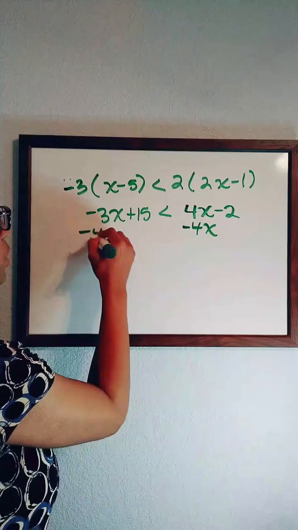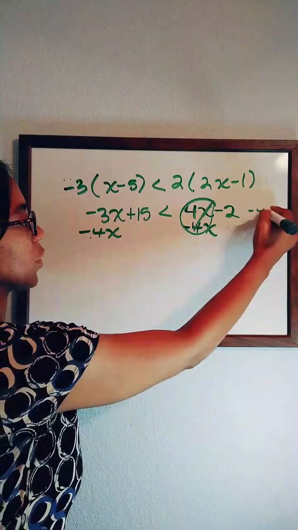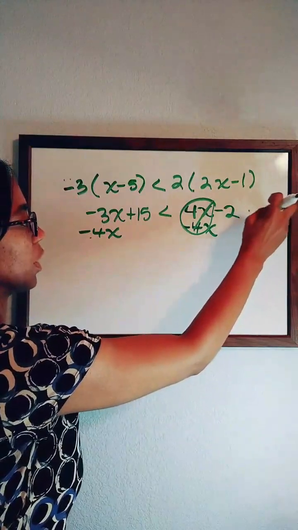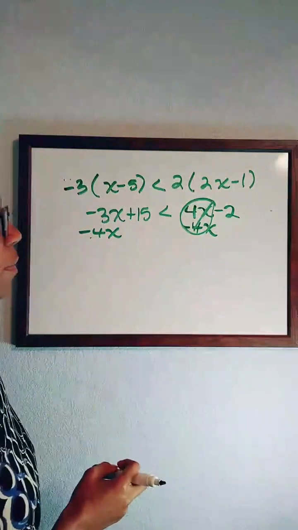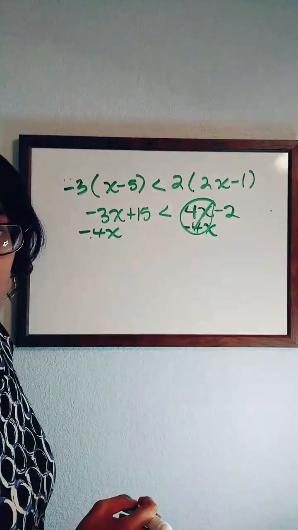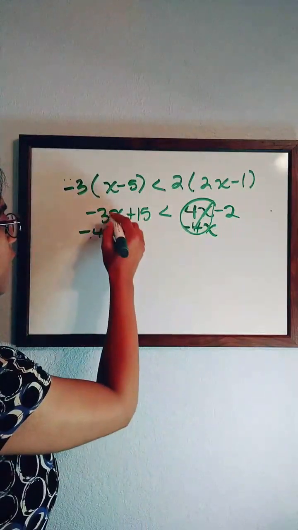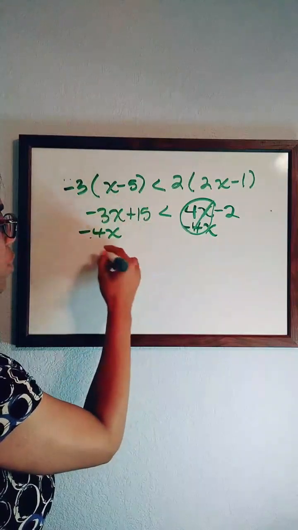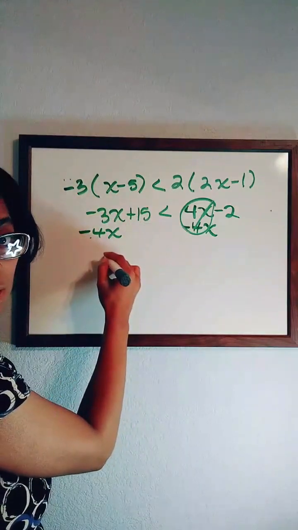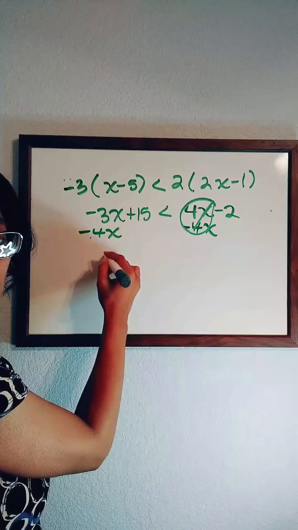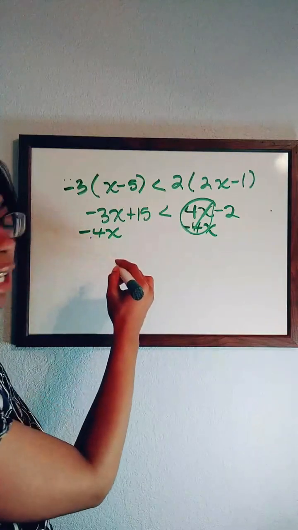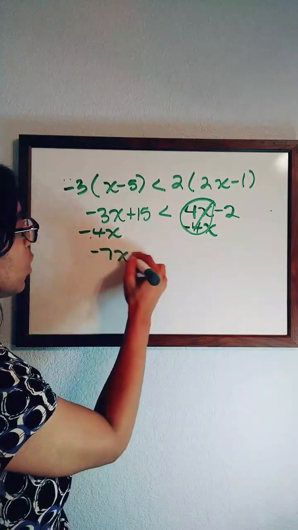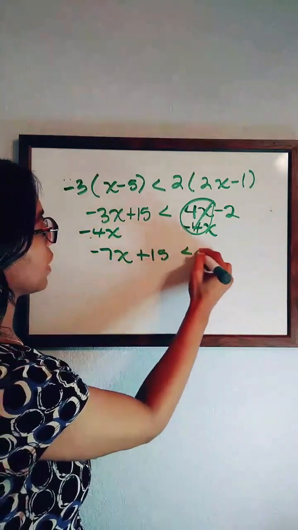Remember, you can also do minus 4x to the side if that's easier for you. I know that's how Jonathan does it. Don't matter, however you want to do it. Combine like terms. So this is a negative 3 and a negative 4, which gives me a total of how many negatives? Negative 7x plus 15 is less than negative 2.